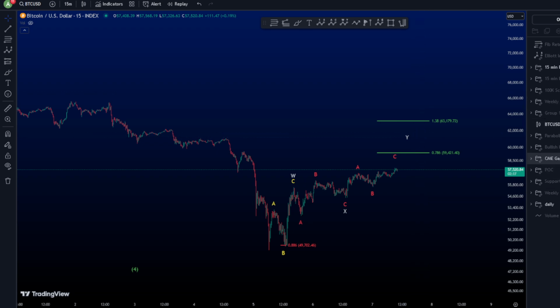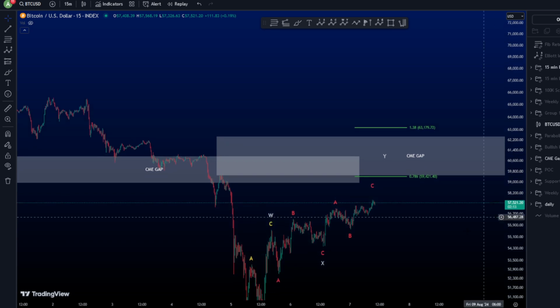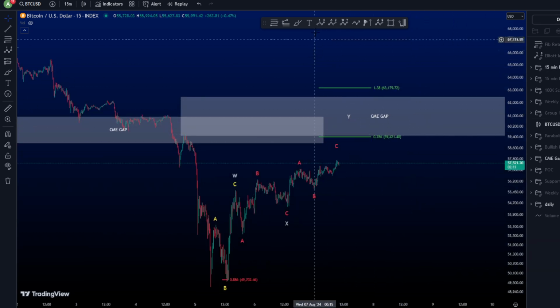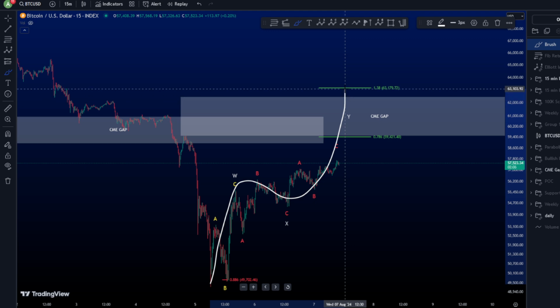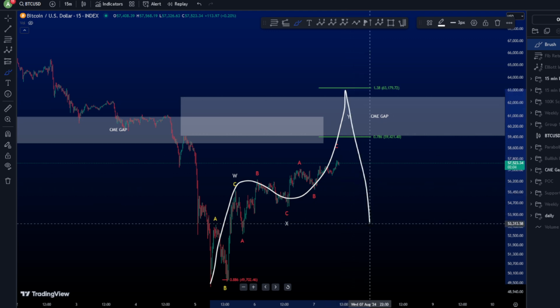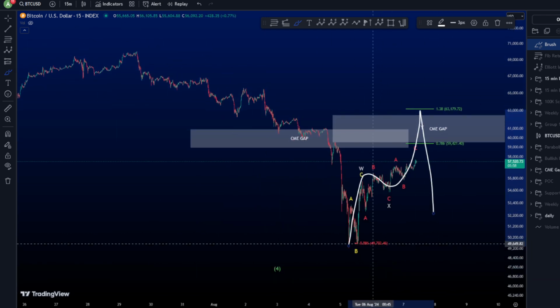Maybe do not forget hitting the CME gaps, which are exactly inside the Y target, right? Which are exactly in this target, hitting the CME gap, then looking again towards the downside. Now, does that mean it is a bearish scenario? Does it mean that the wave 4 is invalid?